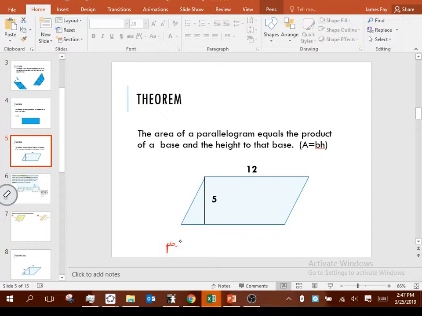Would you guys make the argument, or would you agree with me that if this is an altitude, if that's 5, and that's an altitude, that altitude could also be drawn from here, perpendicular to the line containing the opposite side? So I could draw that altitude right there, right? Okay. Now, what would you say about this segment here in comparison to that segment there? They're congruent. They're parallel and congruent. Why are they congruent?